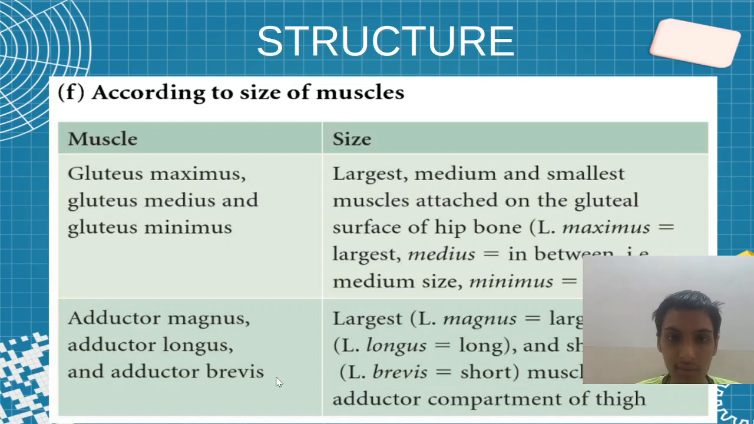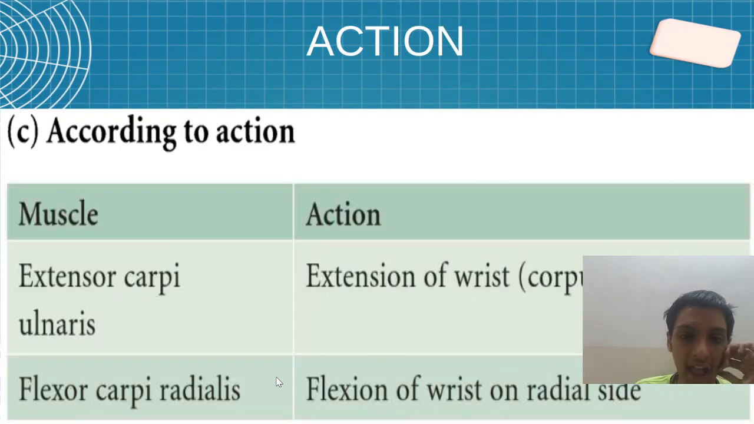Okay. Now according to the action, we have two muscles only, ECU and FCR. ECU as in extensor carpi ulnaris. Okay, what is opposite of extension? Flexion. What is the bone on ulna? Ulna is there. What is its neighboring bone?